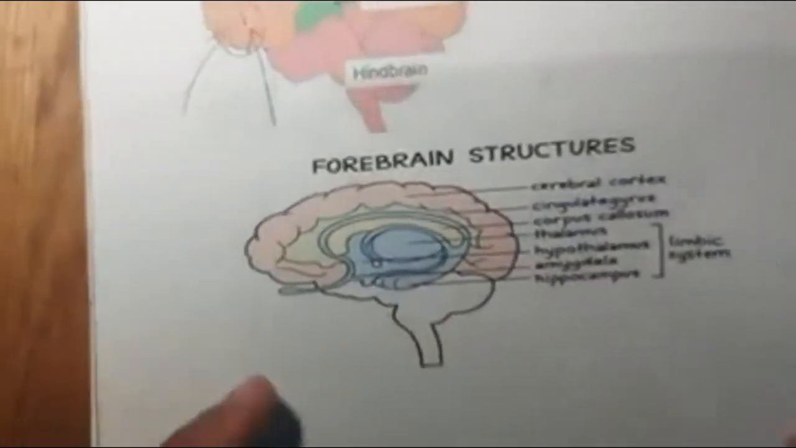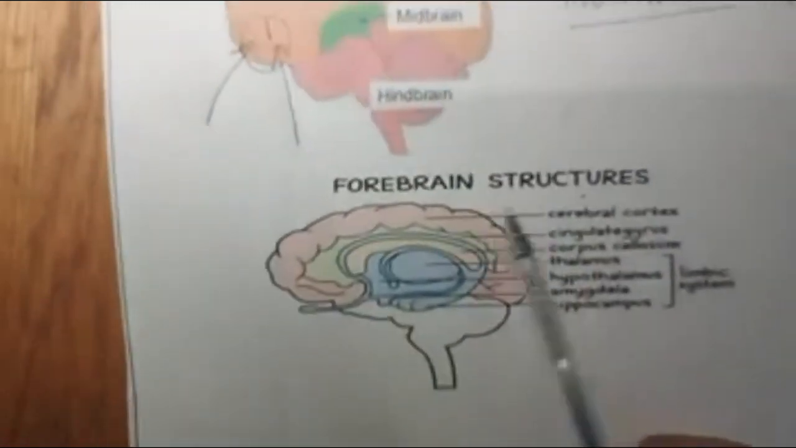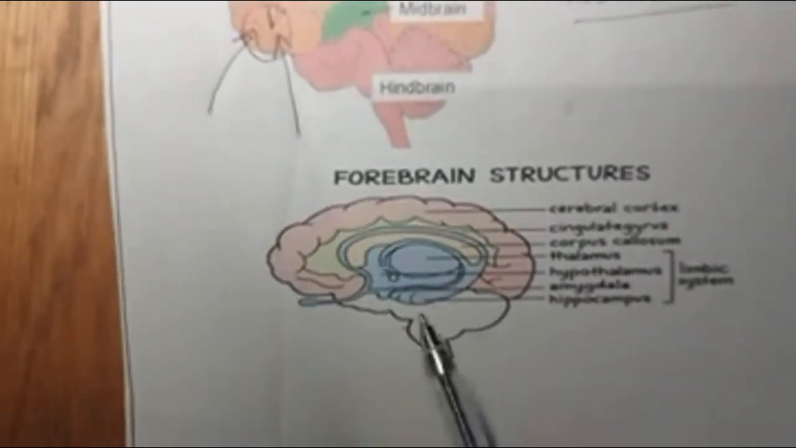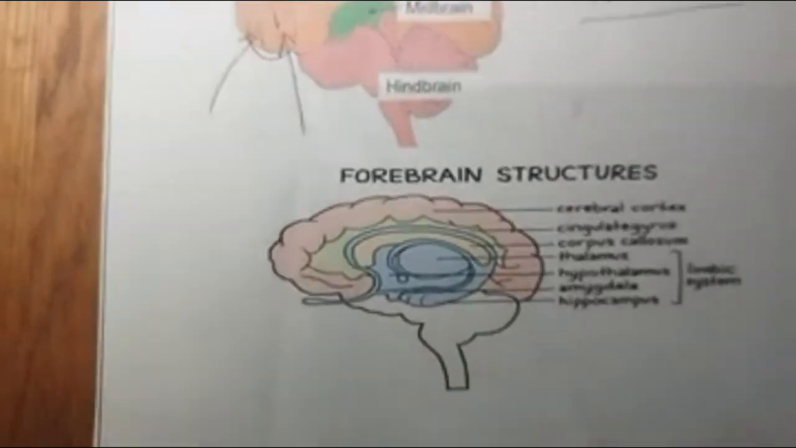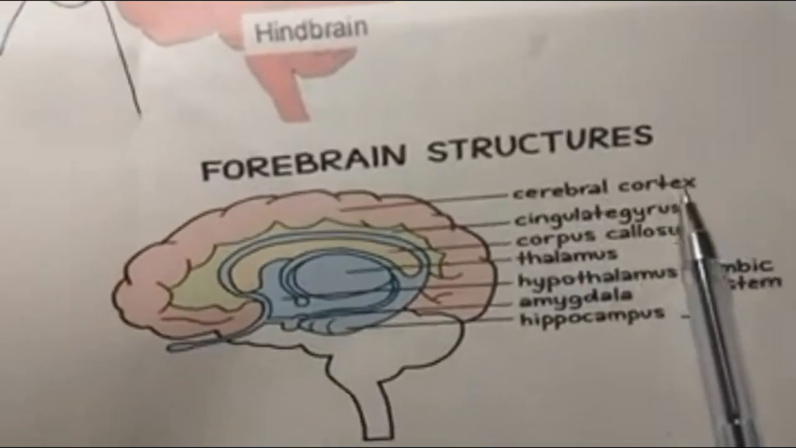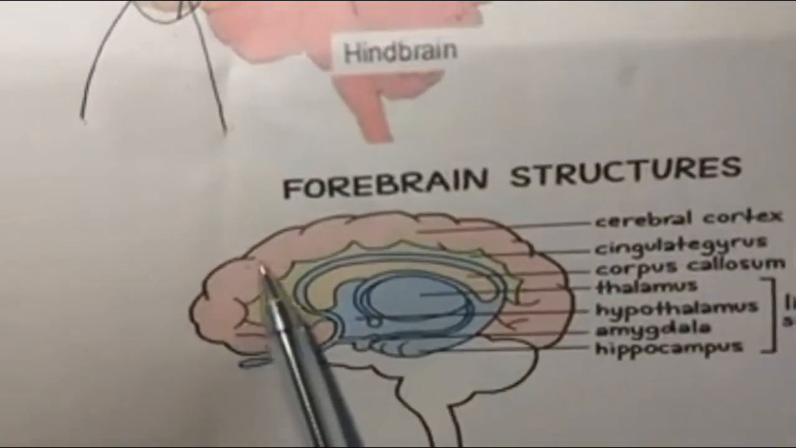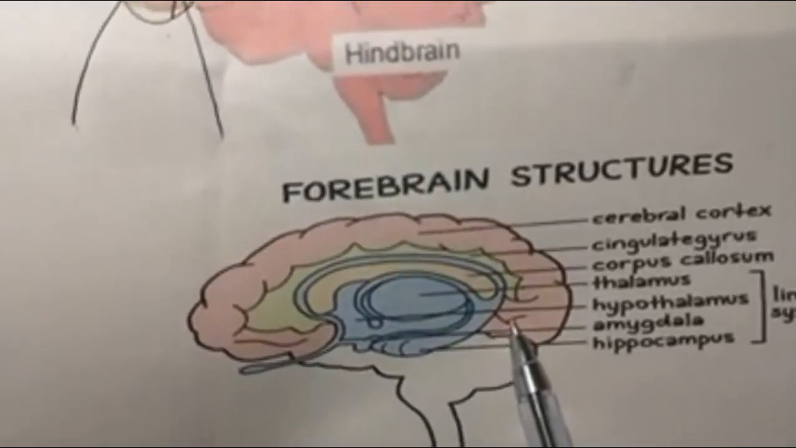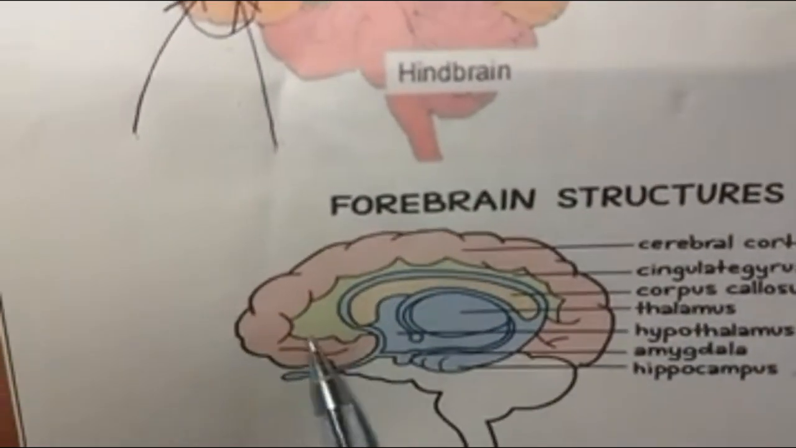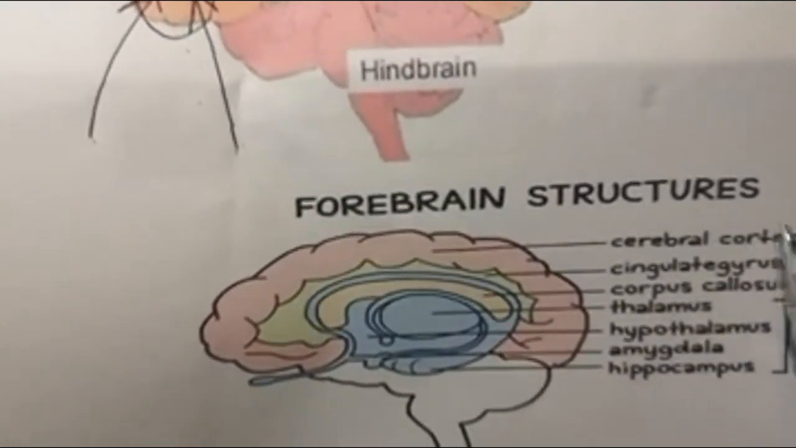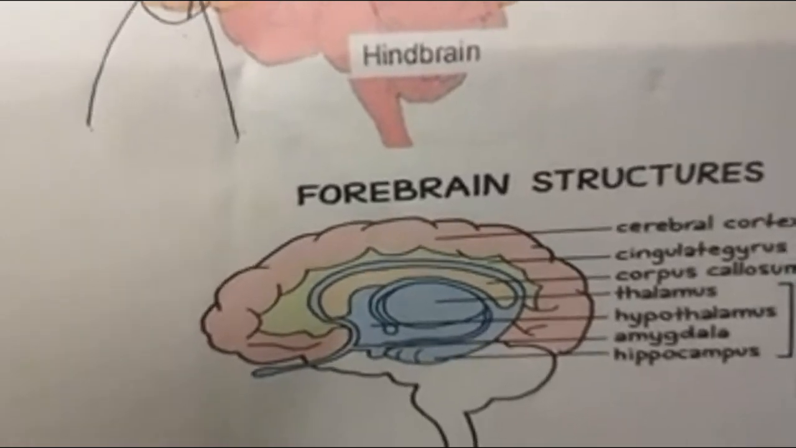So we'll go through different parts of the brain. We've got forebrain, midbrain, and hindbrain. The forebrain has different parts. The most important part you should know is the cerebral cortex. This outer layer of the forebrain is called the cerebral cortex, and it's the most important layer of the brain.